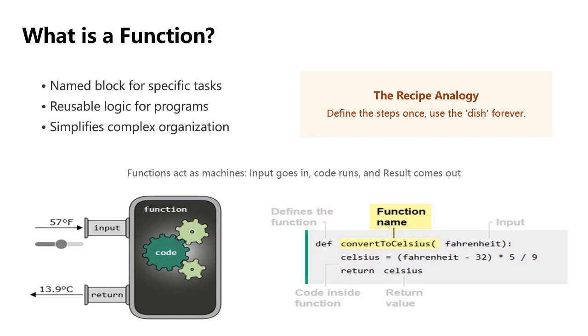Now, take a look at this illustration. You can also visualize a function as a machine. Raw data or input goes into the machine. The specific code runs inside, and finally, it produces an output. This transformation is the heart of how functions operate.